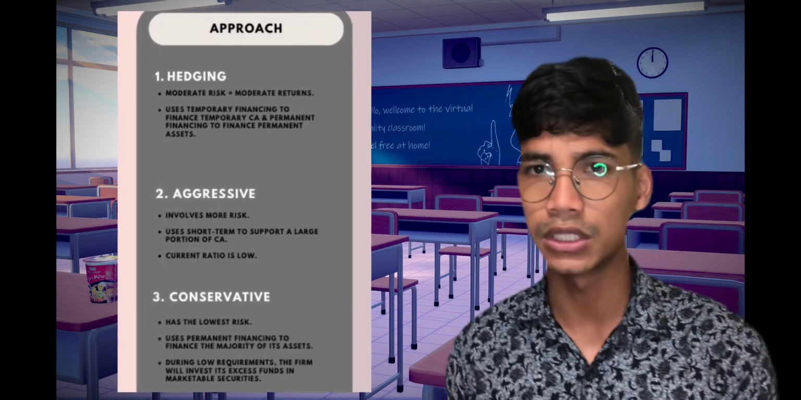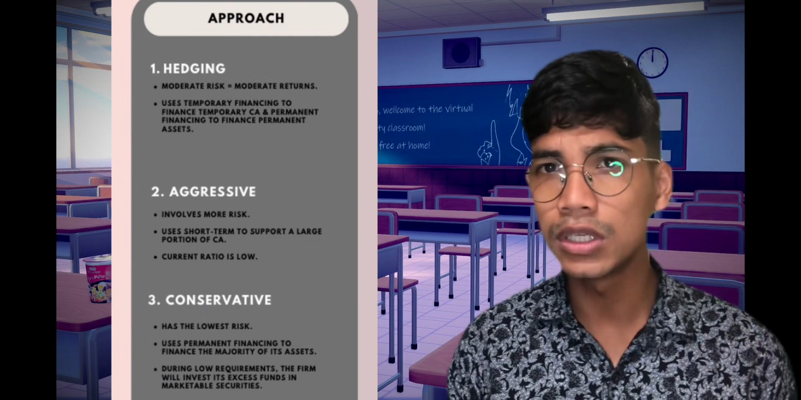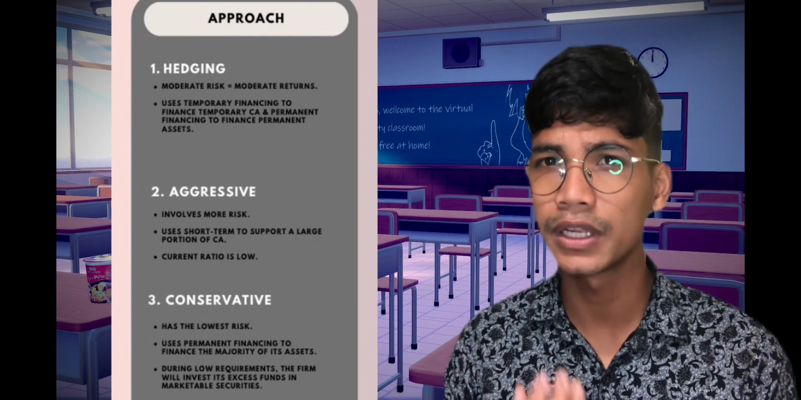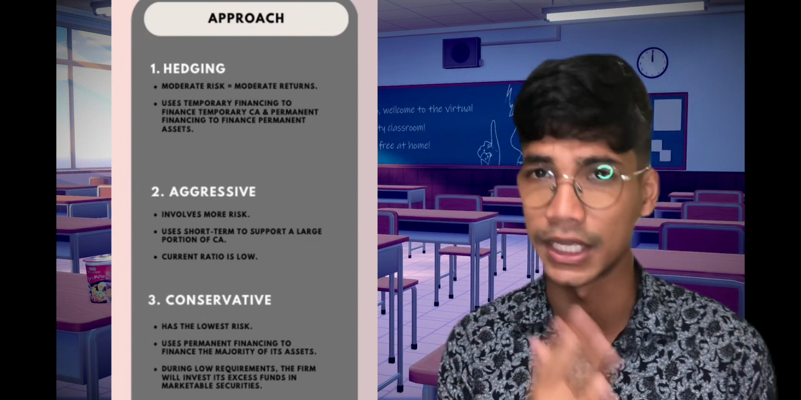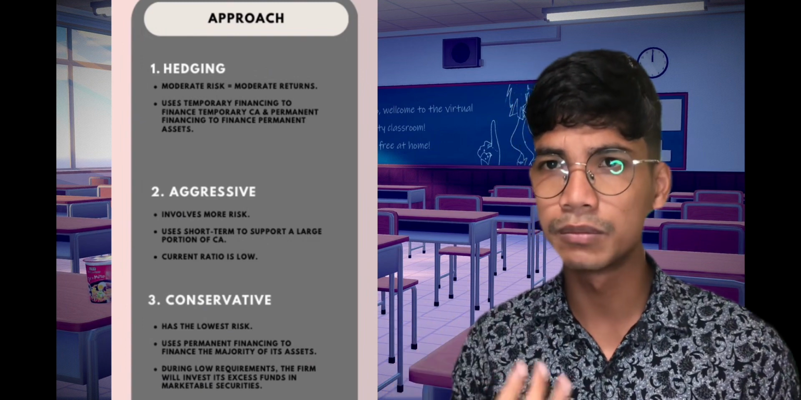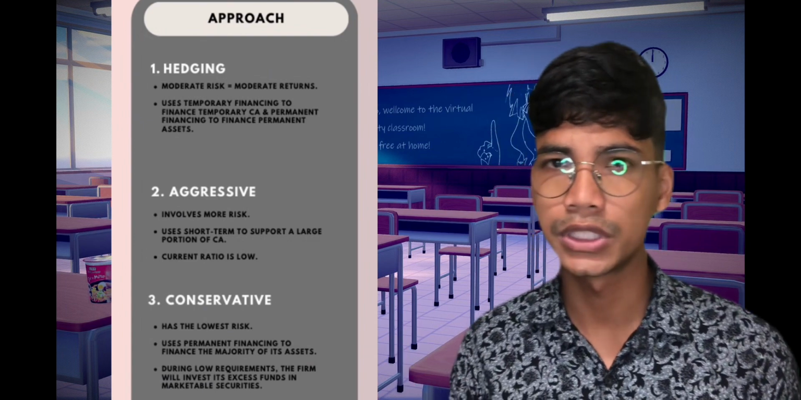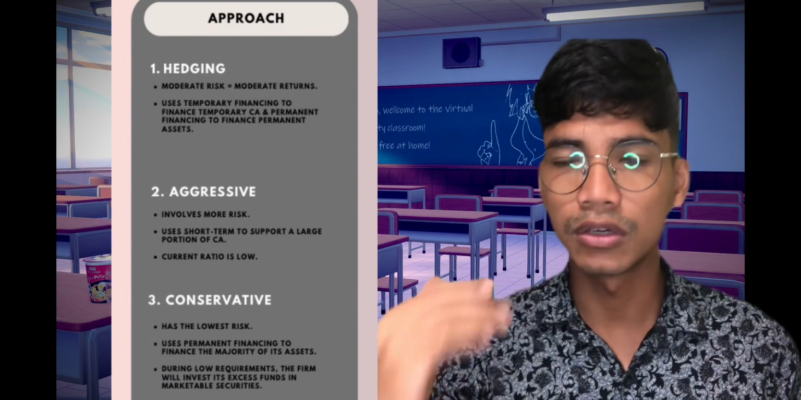Lastly are the types of working capital approach. The first is the hedging approach. The hedging approach has moderate risk and moderate returns. It uses temporary financing to finance temporary current assets and permanent financing to finance permanent assets. The second is the aggressive approach. It involves more risk and uses short term financing to support a large portion of current assets. The current ratio is low.